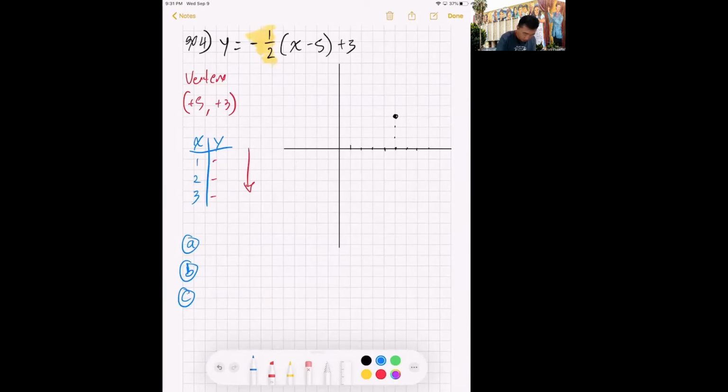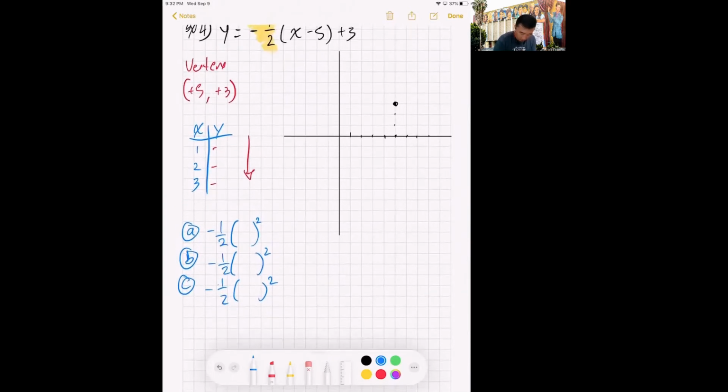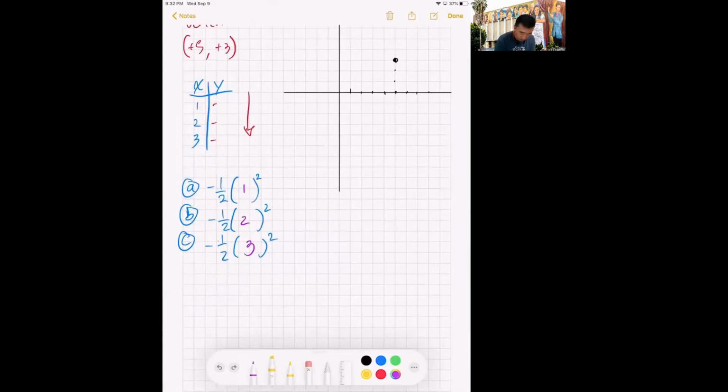We got negative 1 over 2 parentheses square, negative 1 over 2 parentheses square, negative 1 over 2 parentheses square, right? And again, we're going to use the exact same numbers here. We're going to use 1, 2, and 3, okay? Just like these numbers are the numbers that you're going to go in here. Same numbers, right? So this is the difficult part. Let's do the first one, okay?